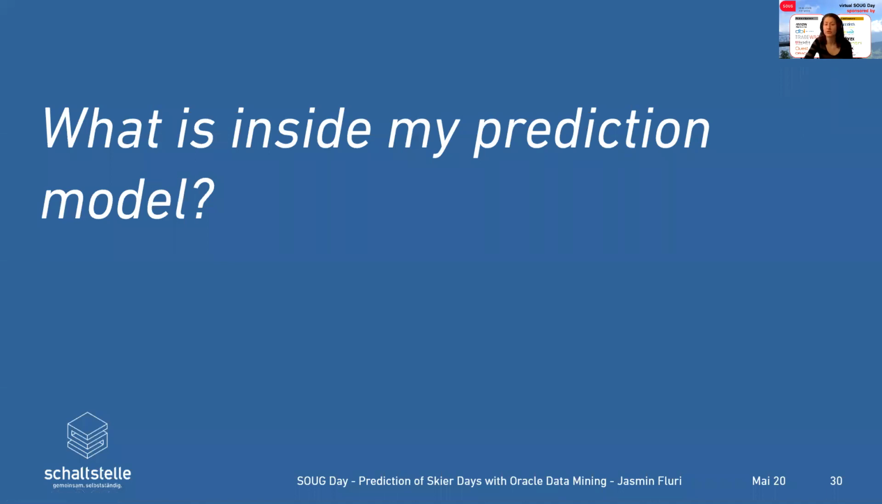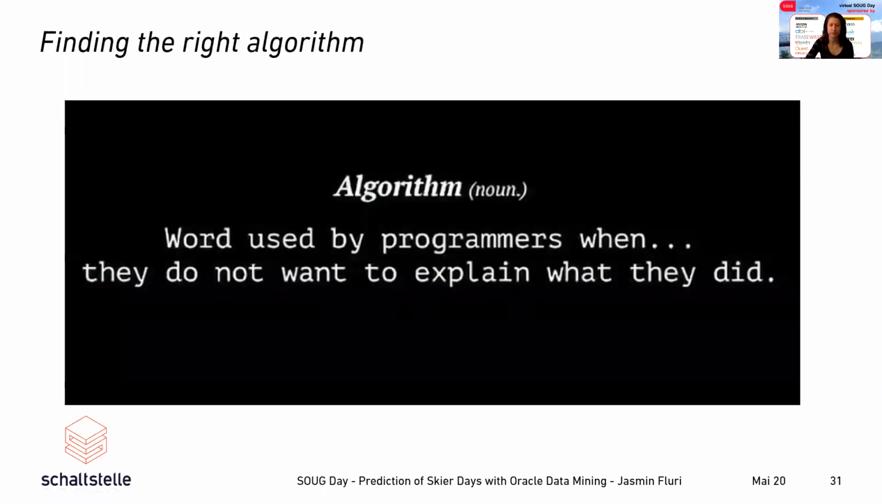Now that we know what data mining is, let's have a look at what is inside the data mining model. What do we need so that we can predict something? For all of you that are a little scared of math, this is exactly the scary part: what's inside the model, the algorithms. It's actually not that scary when you have a deeper look inside. So just don't leave the presentation now if you're scared.